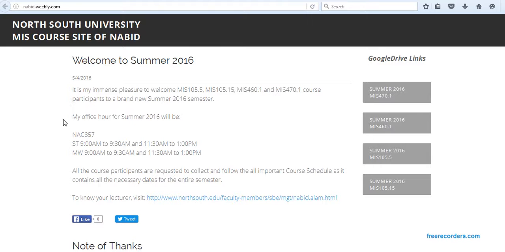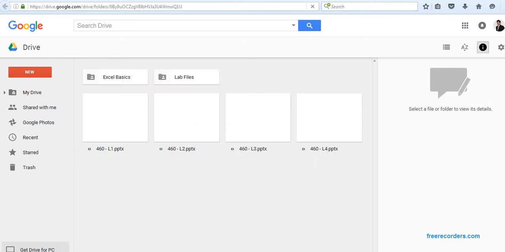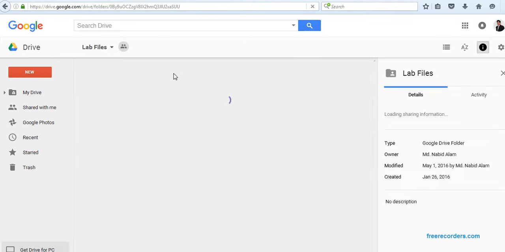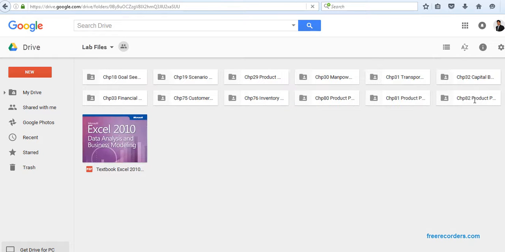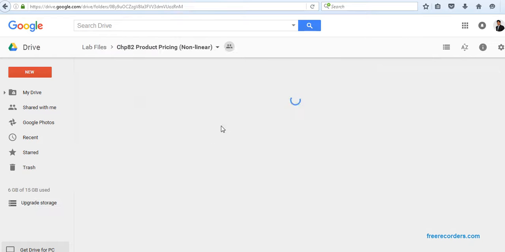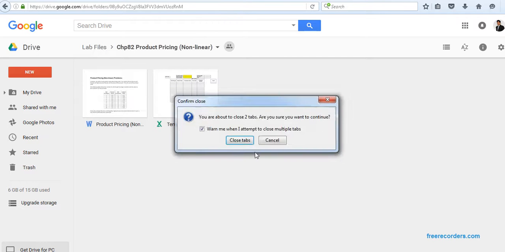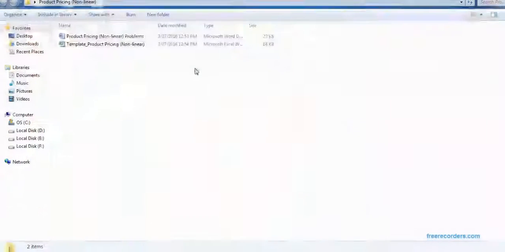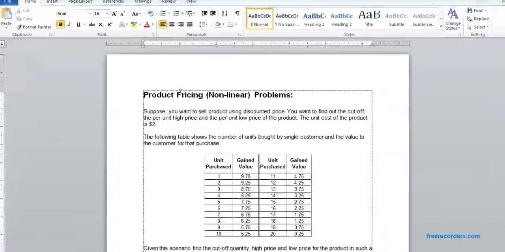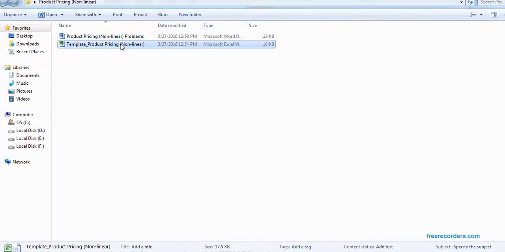At first, you need to download the files. You can go to nabid.google.com. There you can go to MS460 Google Drive. In the left file, you can see the product pricing nonlinear file. There you can see the problem and the template, and you can practice. I have already downloaded that. So that's the question. I will start the solution.